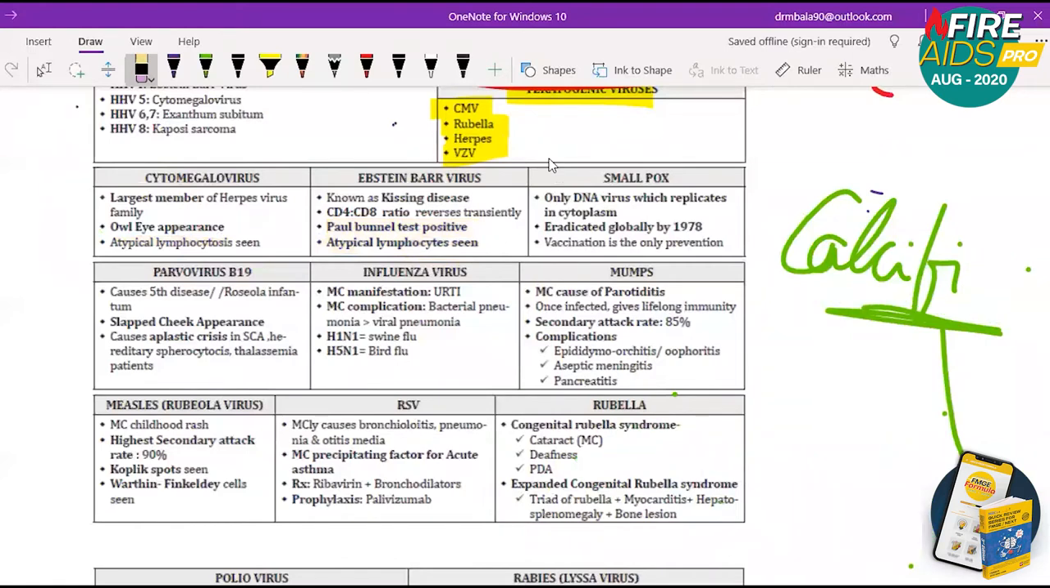Next is smallpox. This is the only DNA virus which replicates in the cytoplasm. It was eradicated globally in 1978. So vaccination is the only prevention from this.